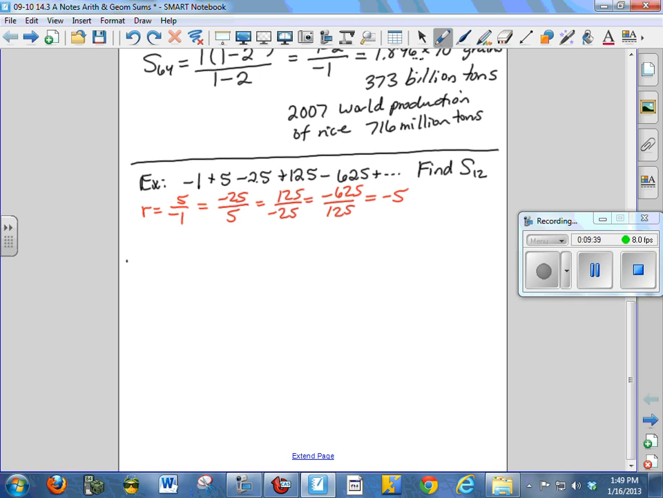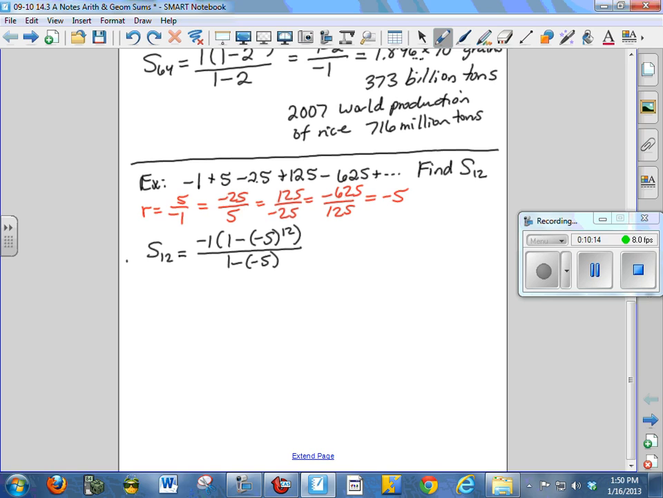So notice we have a negative number, then we add and we get positive, and then we subtract and we get negative, then we add and we get positive, we subtract and we get negative. So it's going to jump back and forth between positive and negative. And we want to find the 12th sum, or the sum of the first 12 terms. So S sub 12 is equal to A sub 1, which is negative 1, times 1 minus r to the 12th, negative 5 to the 12th, all over 1 minus a negative 5.